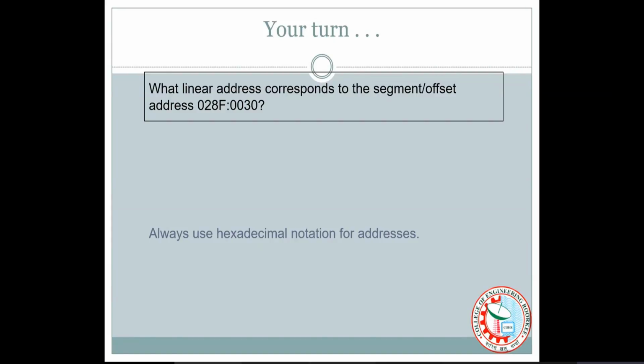Anyone? Quick. There's nothing to calculate. You know the formula: segment base multiplied by 10 plus offset. The answer will come out 02920. That's it, nothing more.